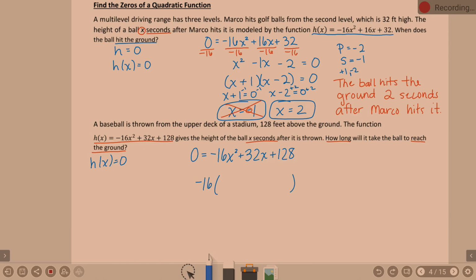So what is negative 16x squared divided by negative 16? X squared. 32x divided by negative 16. Negative 2x. Good, minus 2x. 128 divided by negative 16. 8. I'm guessing 8. Is it 8? That was my guess. Yes. And when I say is it 8, I'm looking for the calculator people. Like, have you checked me here? Or I checked my notes. Okay, and it still equals 0, yes?